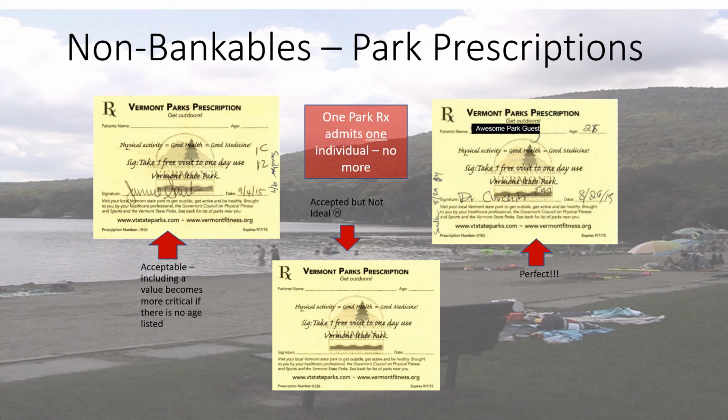The third park prescription on the screen all the way to the right has the name of the park guest. It has the age. It also has the physician's signature and date. You will also see on the left-hand side of that park prescription, it was used at Sandbar. The date and the value are also included.